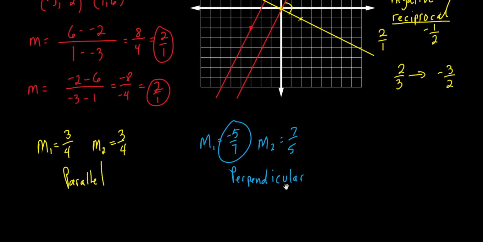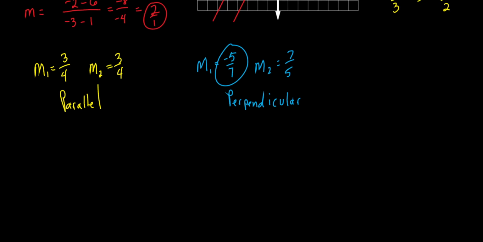Okay? What if, let's do another. What if I had the slope of a line of, I don't know, 2/3, okay? And the slope of my other line was -2/3. What could I say about those two lines? Somebody tell me why they're not perpendicular.